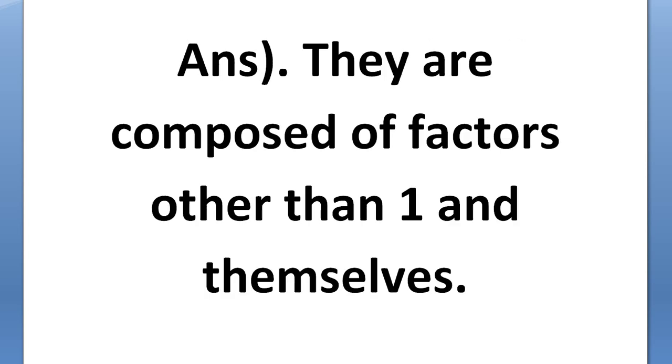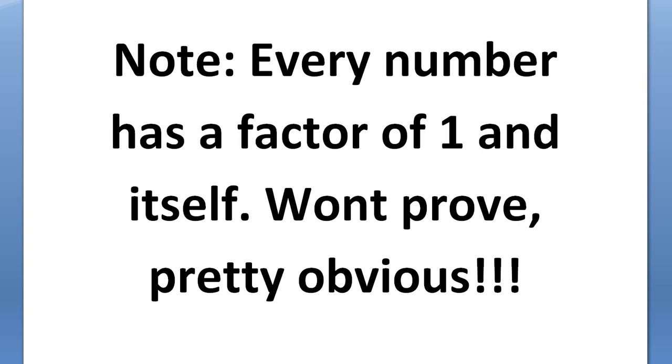So what do all these numbers have in common? They are composed of factors. Notice the word composed. Other than 1 and themselves. So this is where composite comes from. Composite comes from composed. Numbers composed of other factors or divisors to make up the number. If it's not composed of other factors, then we call it prime. Note, every number has a factor of 1 and itself. Well, that's pretty obvious. We don't need to prove that. I'm sure you can deduce that for yourselves.